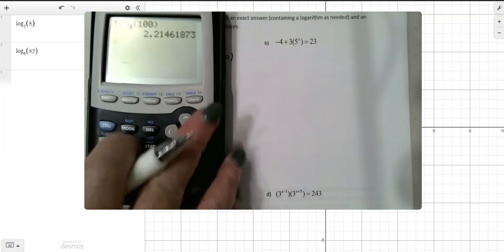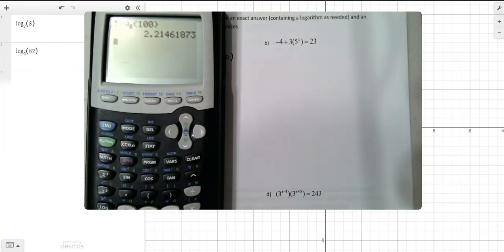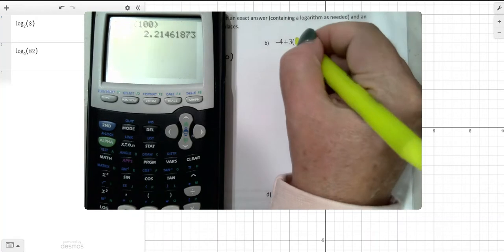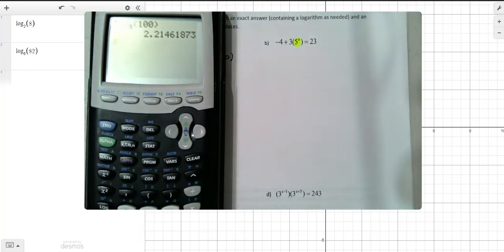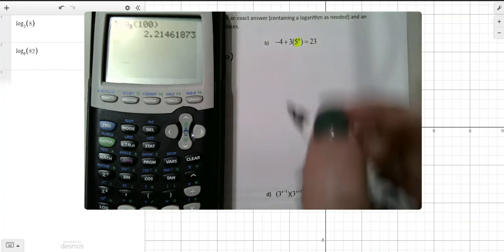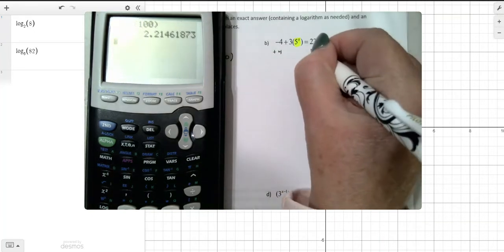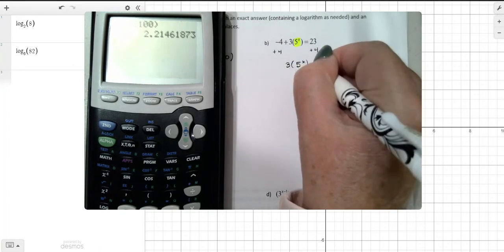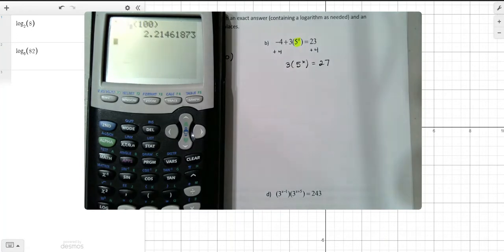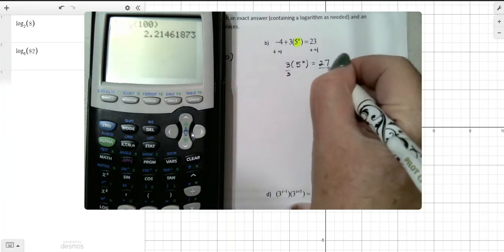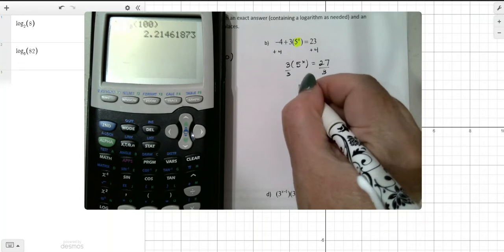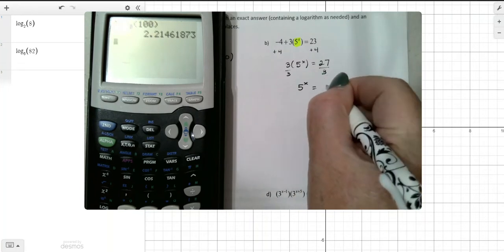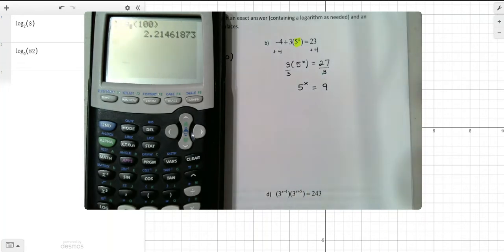All right, let's try B. I need to isolate my exponential, and only that 5 to the x power is the exponential. So I want to get rid of everything else. We'll start by adding the 4. And then I can divide by the 3. So I get 5 to the x power equals 9. All right, exponential is isolated.